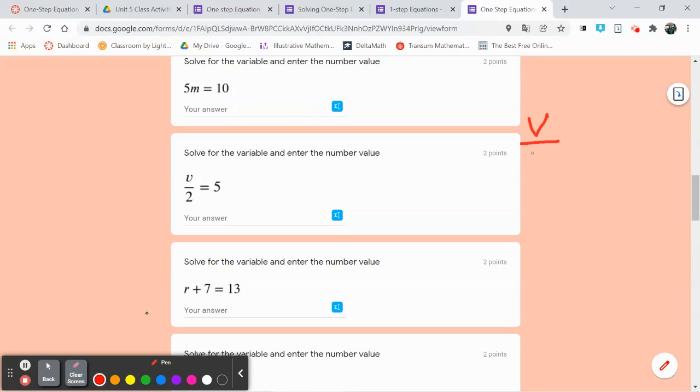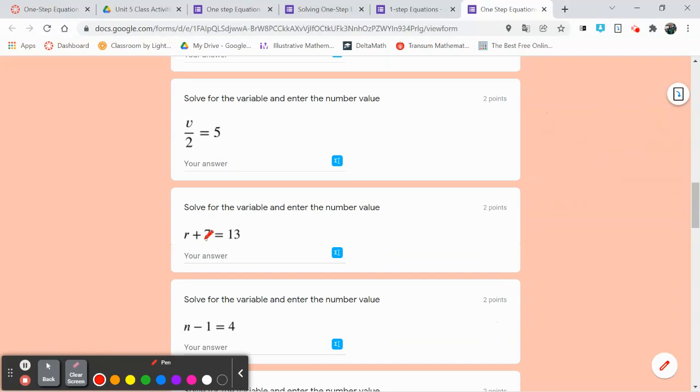All right, another division. V divided by 2 equals 5. Found my letter. It has division by 2. The opposite of dividing by 2 is multiplying by 2 to both sides of the equation. When I do that, 2 divided by 2 cancels out and gives me 1v. 5 times 2 is 10. All right, and that's how we do these.